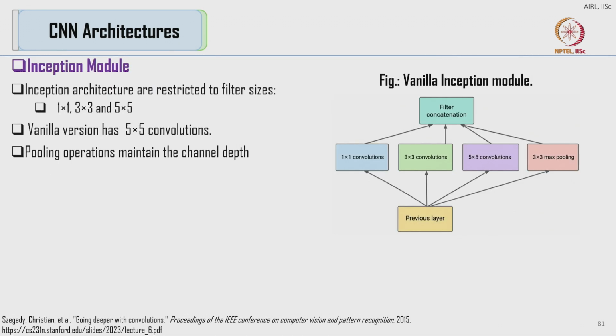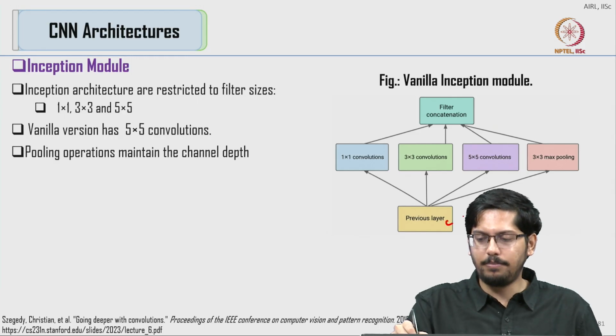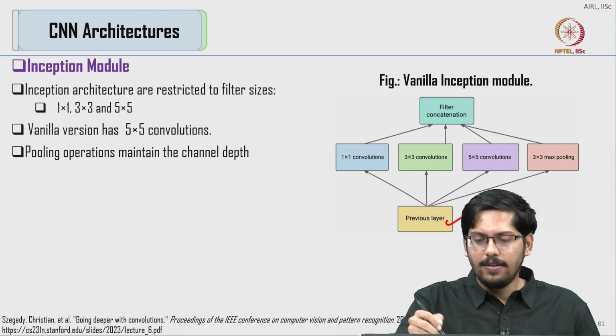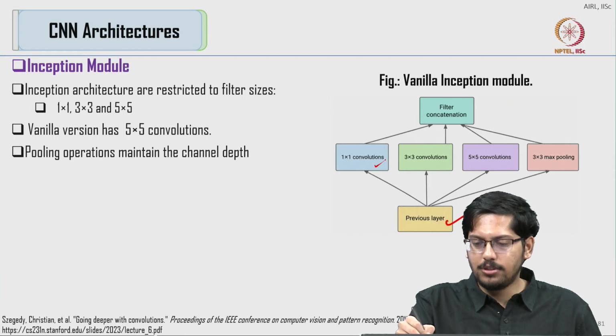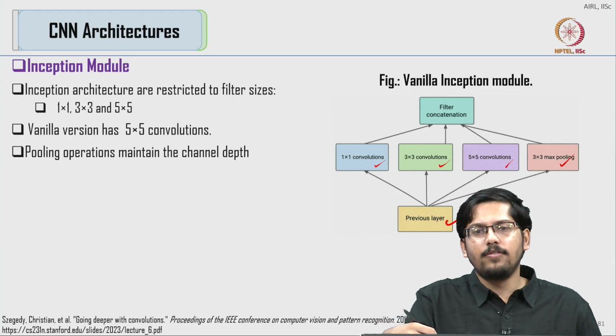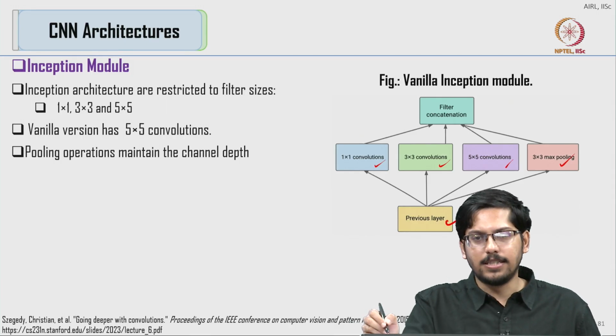Now before we start with that, let us look at the vanilla inception network. In the vanilla inception network essentially we have a previous layer, which is the feature map from the previous layer. We pass it through 1 cross 1 convolution, 3 cross 3 convolution, 5 cross 5 convolution and max pooling, right. Once we pass through all of these layers, finally we do a feature concatenation, right.